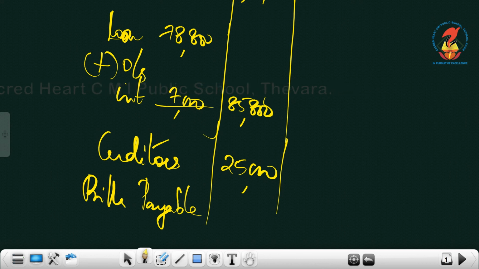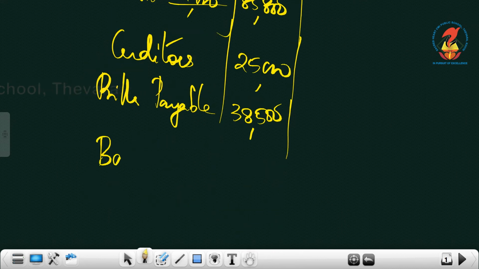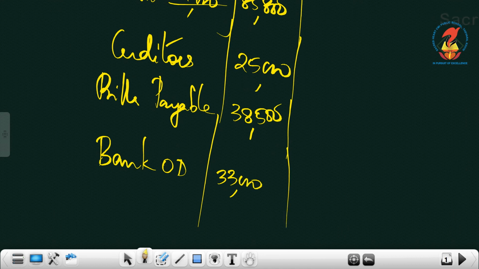Then the last item is also a current liability. Did you see there? Bank overdraft. Bank overdraft is a current liability. It's bank OD or overdraft. So that is also a current liability. That is 33,000. Is it over? Did we record all current liabilities? Yes. Now see the adjustments once again. Closing stock, then bad debts, depreciation, outstanding interest is a current liability which we added already, added with the loan amount. Okay, so now we'll move on to the asset side.